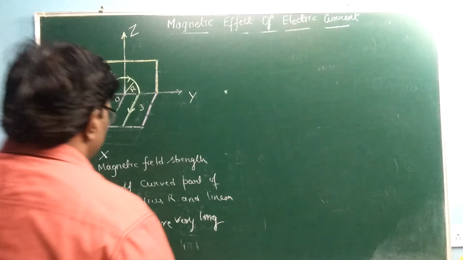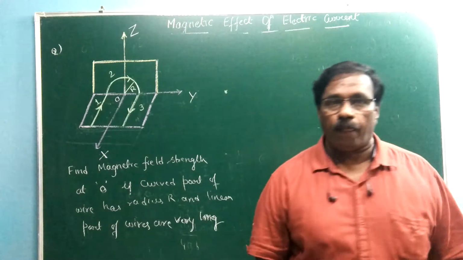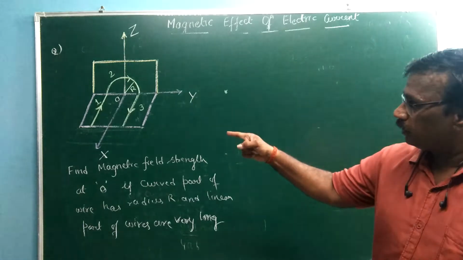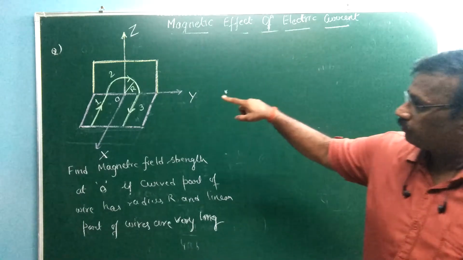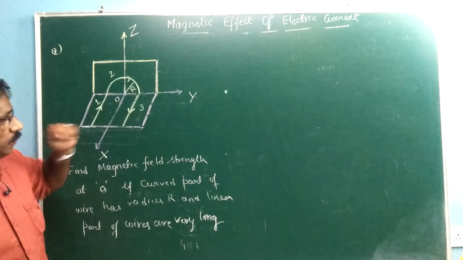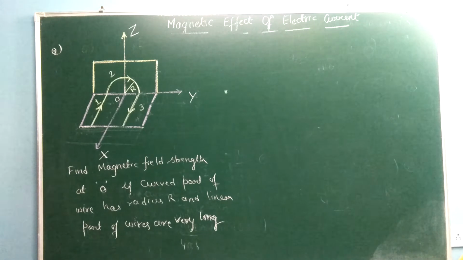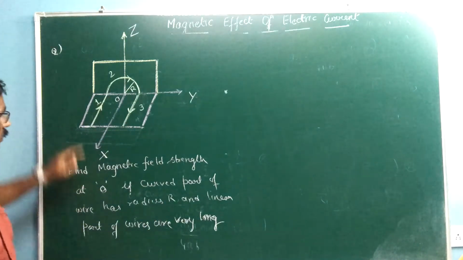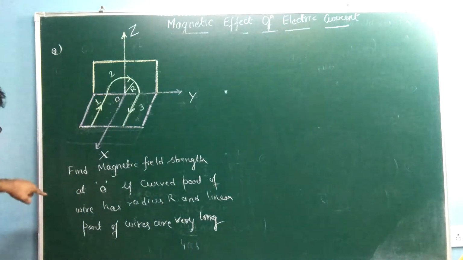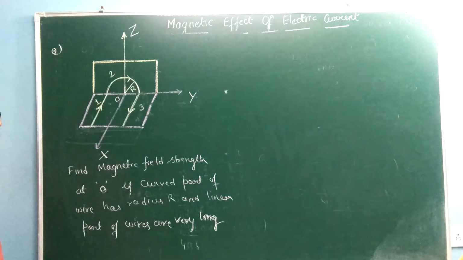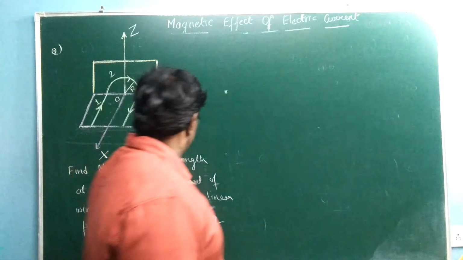So let us continue with this. It is an interesting numerical. Observe carefully. They were in different planes. So the first conductor and third conductor are in the xy plane, whereas this one is in the yz plane. The semicircular wire is in the yz plane. It's a long wire, and you have to calculate the magnetic induction field strength at point O. 1 and 3 are linear wires of very long length, meaning this is at one end of the wire and it goes up to infinite, this also goes up to infinite, whereas this curved part has radius r. So we want to calculate the magnetic induction field strength at point O.